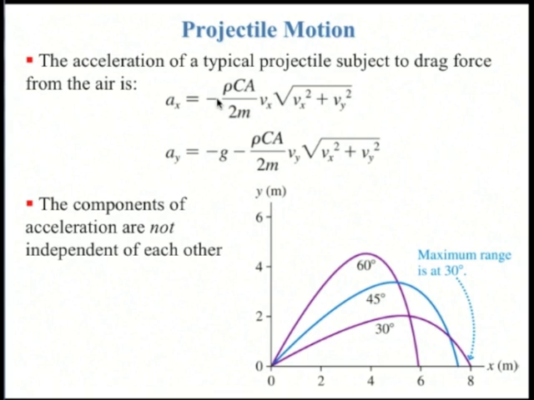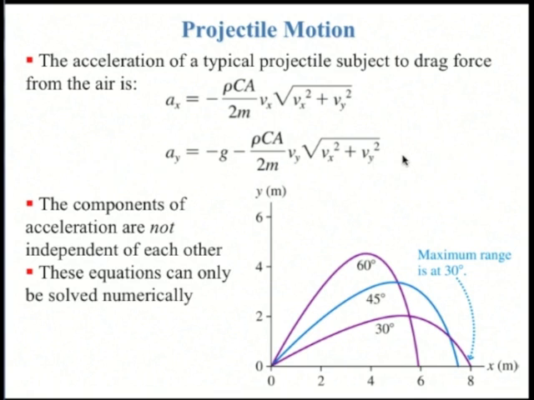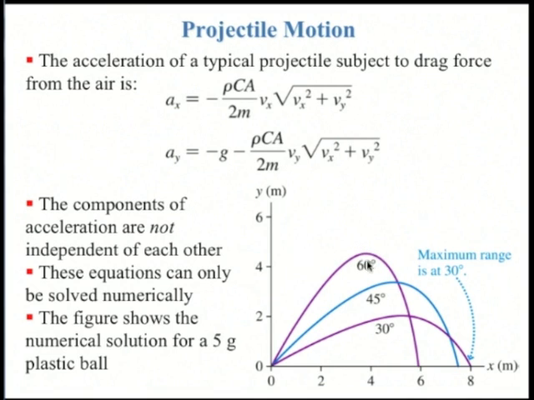Both of these components are not independent of each other, so a sub x depends on both the x component of the velocity and the y component, and a sub y depends on not just the y component of the velocity but also the x component. So you cannot solve these equations with just writing down another equation. You have to use a computer to numerically simulate this solution. And that's what is shown here, a computer simulation of a 5-gram plastic ball shot with different angles. And it turned out here that the computer showed the maximum range angle was 30 degrees.